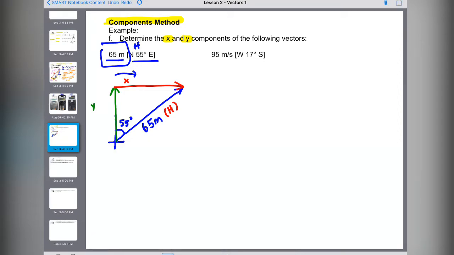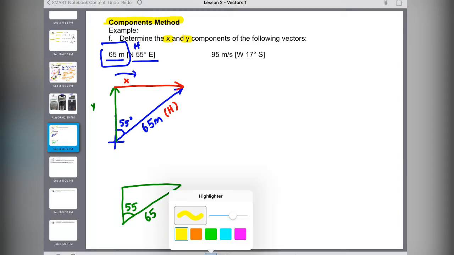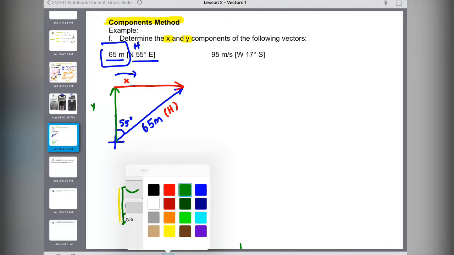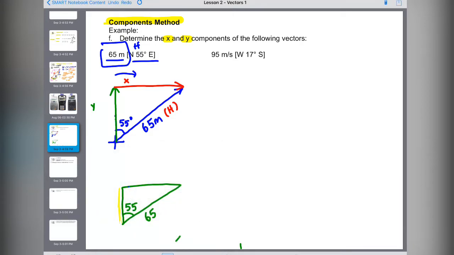So with the right angle triangle, I'm just going to do the little studying here at the bottom. So I have a triangle. I know this is 65, which is my hypotenuse. I know angle theta is 55. If I would like to solve for this side right here, that is to the left, because this is a right angle triangle, we purposely made it so that it becomes a right angle triangle, I'm allowed to use SOHCAHTOA.